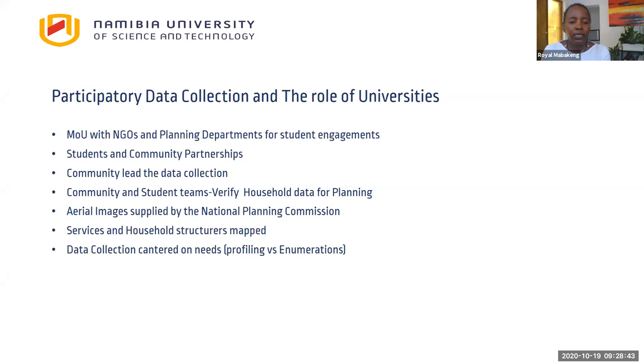The data collection was centered on the needs. When the communities and the NGO decide to do a data collection process, there has to be an agreement on whether it would be an enumeration or a profiling. Enumerations, as we saw, are very time consuming, at least from our end, and require more resources than profiling. So when a settlement is identified for upgrading, the focus would be more on enumerations. Some of that detail has been explained by the first presenter, who provided a very beautiful outline of what type of data they collect.